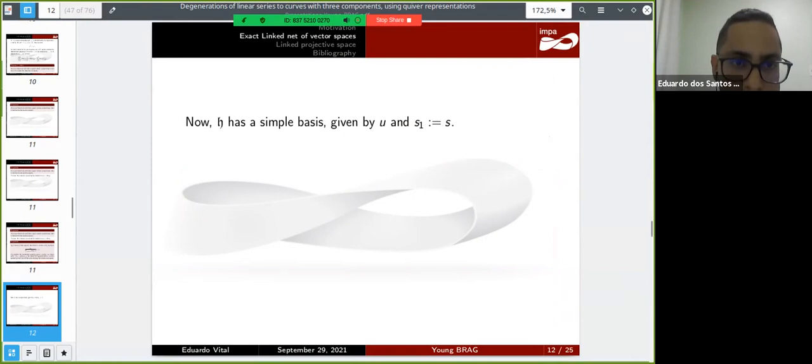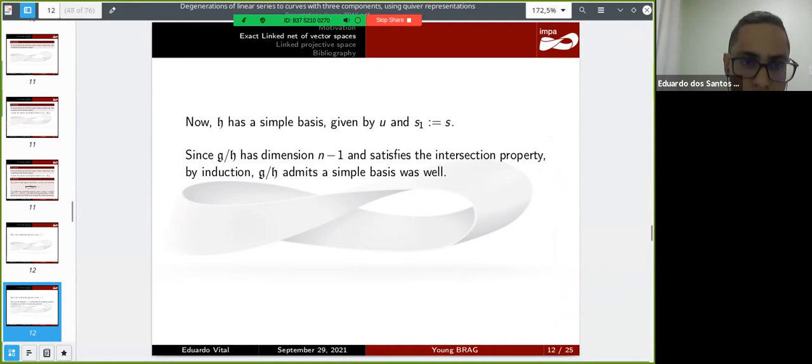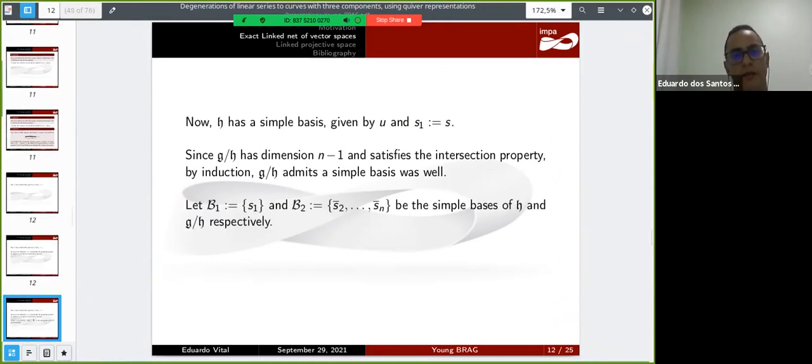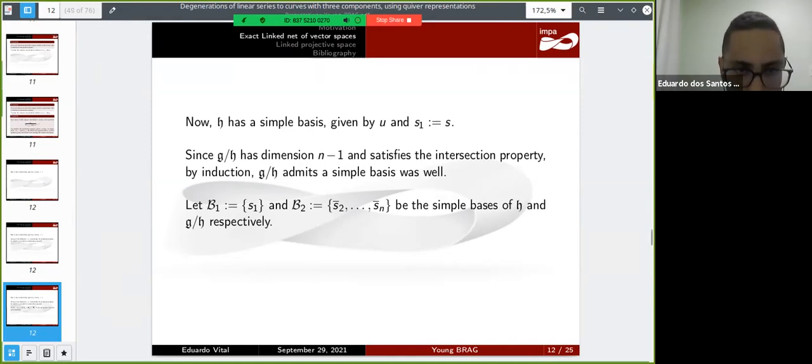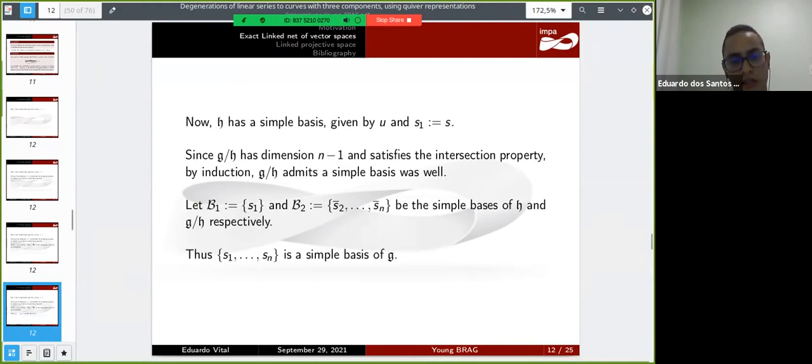Now H has a simple base given by U, and S1 is equal to S. And since the quotient G over H has dimension equal to n minus 1 and satisfies the intersection property, by induction the quotient admits a simple basis as well. So you take beta 1, B1, a simple base of H, and beta 2, B2, a simple base of the quotient G over H, respectively. Thus, with an easy and standard verification, we conclude that S1 to Sn is a simple base of G.